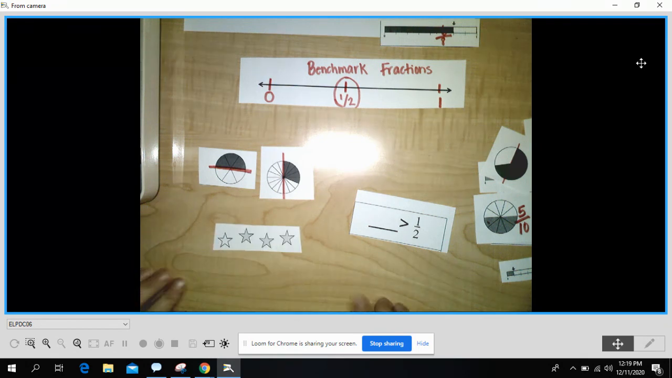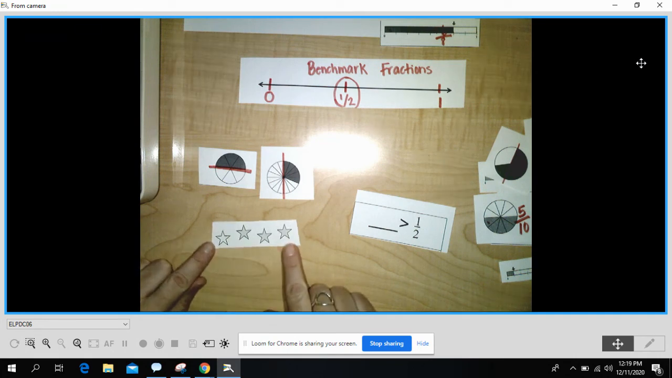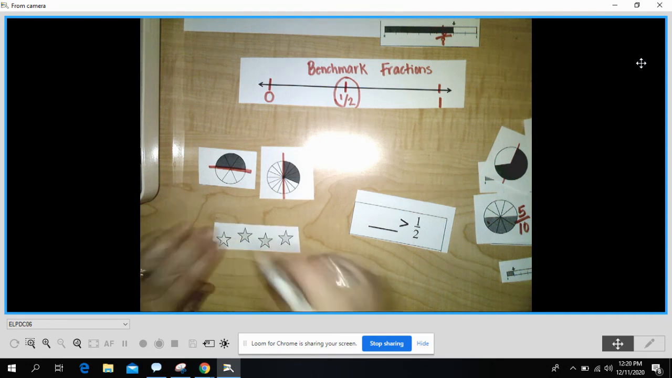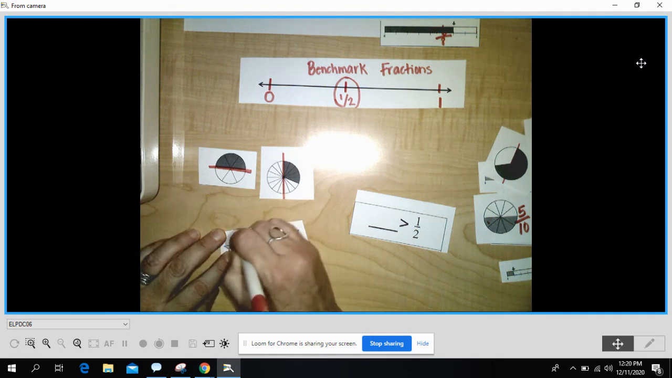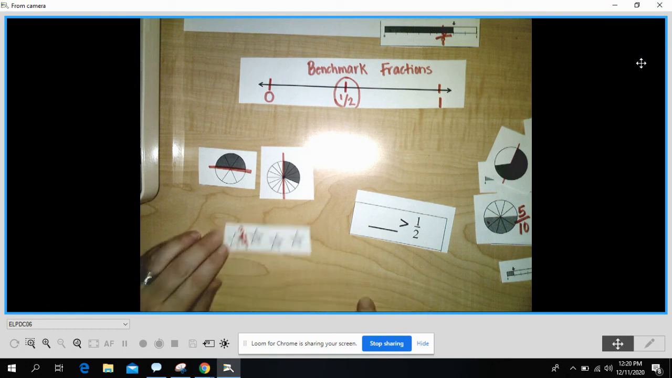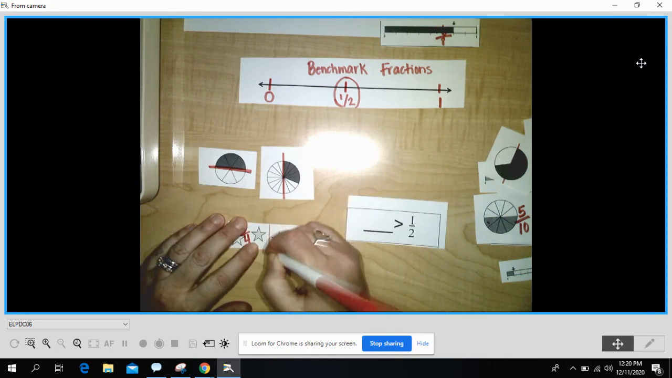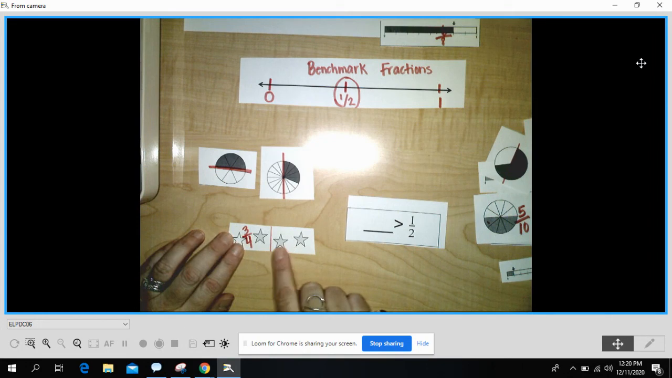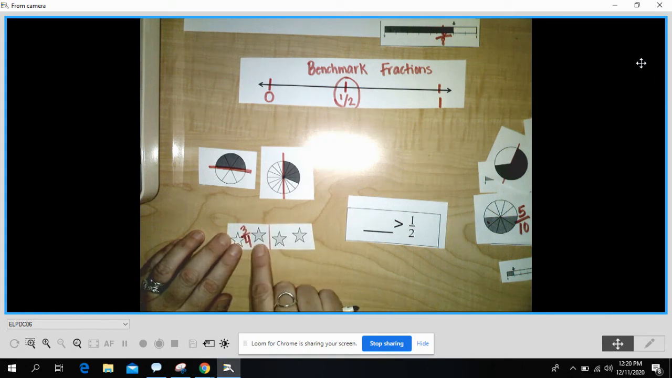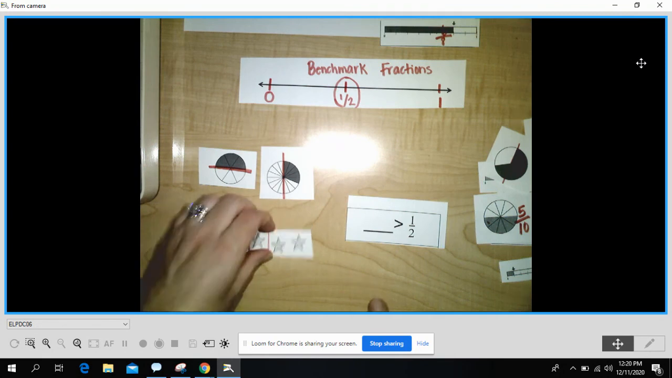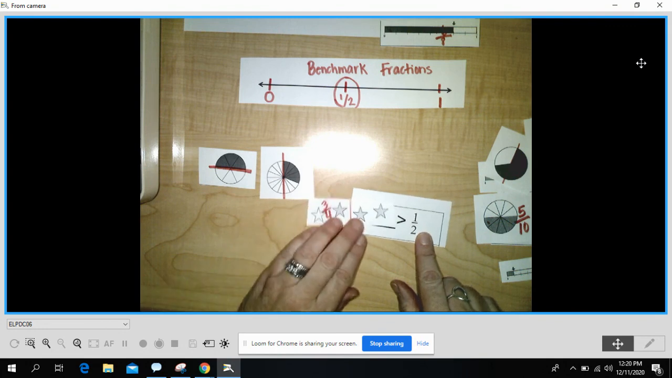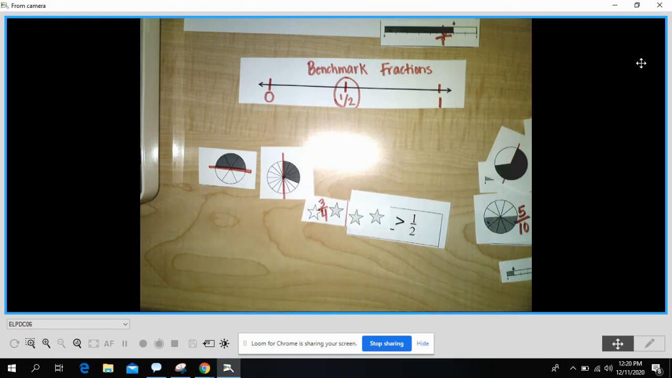But let's check out this set model with the set of stars. How many total stars do I have? 4, right? How many are shaded? 1, 2, 3. So this fraction is 3/4. 3 out of 4 are shaded. Now, if I wanted to split this set in half, I'd split it right here. 2 are shaded on this side, and then 1 more. So I'm showing a portion that is more than half, greater than half. So 3/4 is my fraction that completes this number sentence.